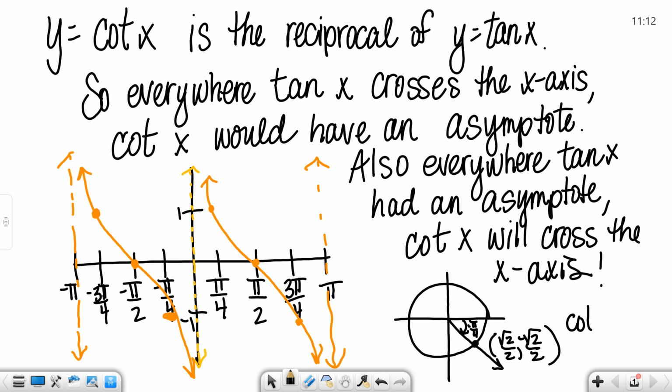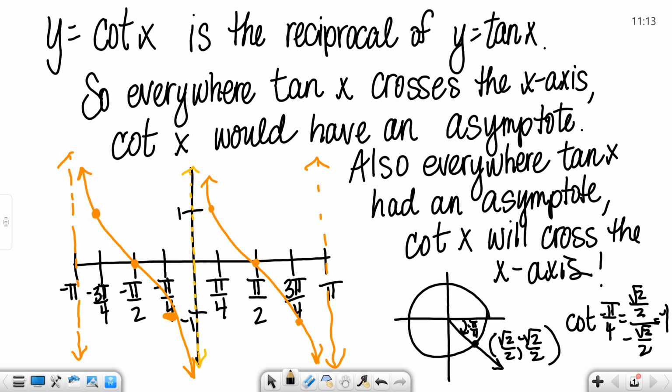Cotangent of negative pi over 4 is x over y. So I take the square root of 2 over 2 and I put it over negative square root of 2 over 2, which is -1. Okay, so for any of you that are like, oh my gosh, I don't know how you got that cotangent, I use my unit circle. So the more you have it handy, the easier it is going to be for you.